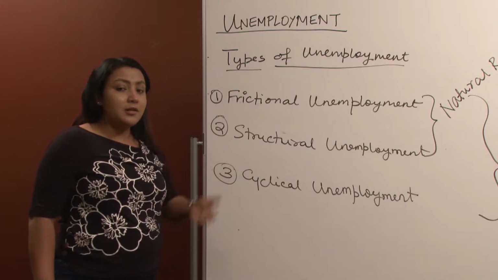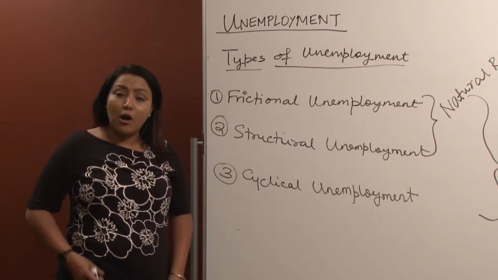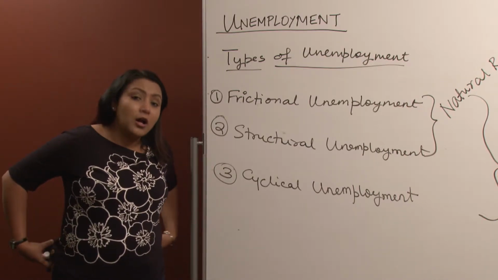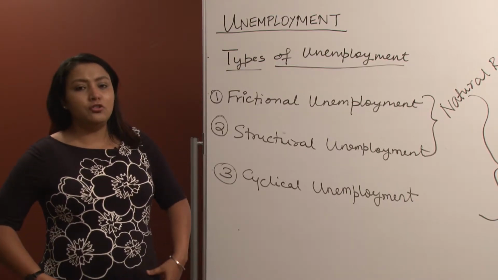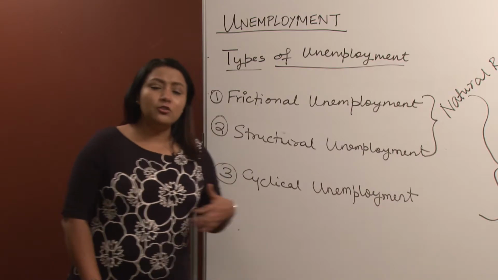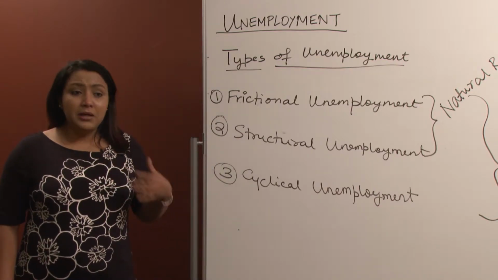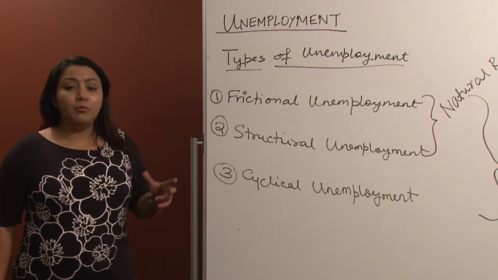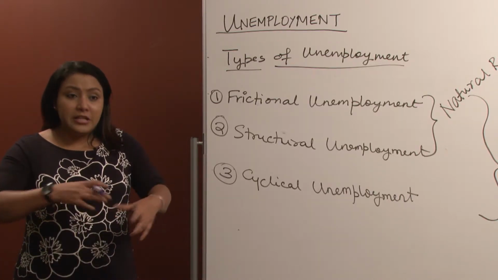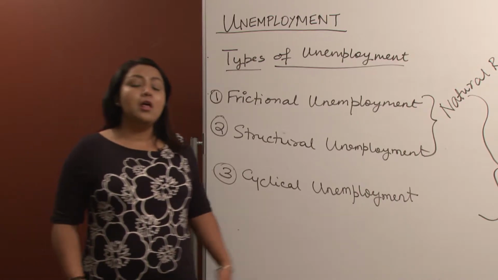Structural unemployment is the kind of unemployment that crops up in an economy due to structural changes in the labor market. Now, what do I mean by structural changes in the labor market? Structural changes basically mean something that changes the requirements from the workers or changes the very nature of the market.